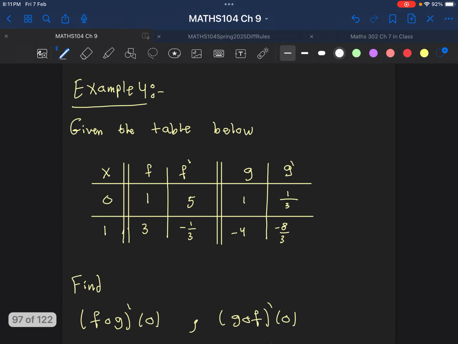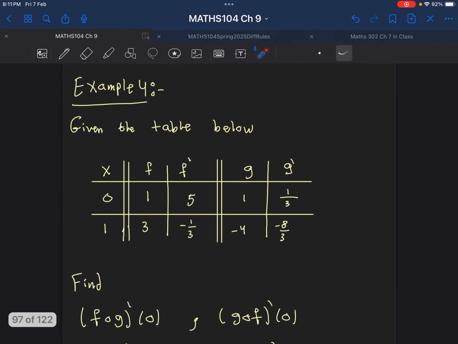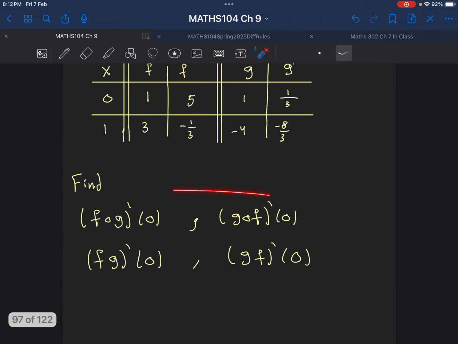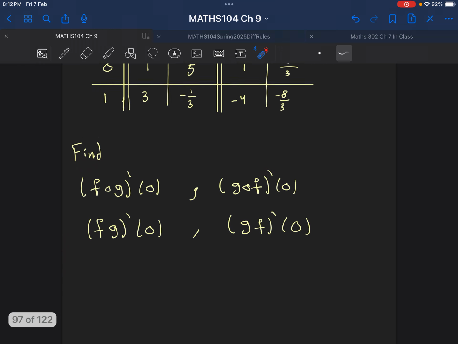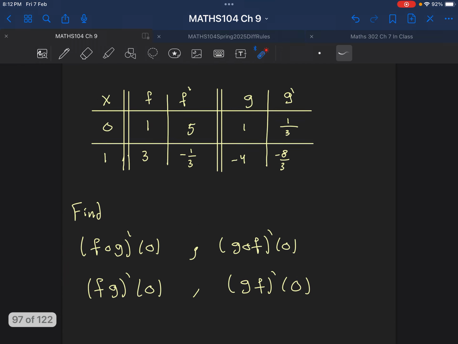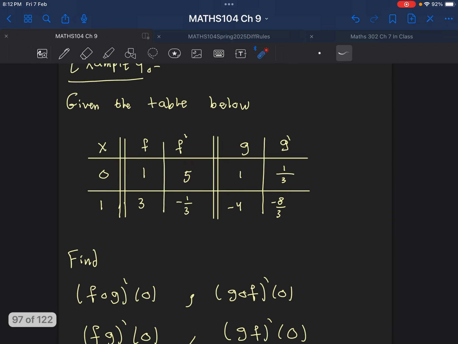This time I don't have a function. I have the value of the function at 0. I have the value of the derivative at 0. I have the value of the function at 1, value of the derivative at 1. And I have so many things I need to find. So let's find them, and we will go through them one by one.